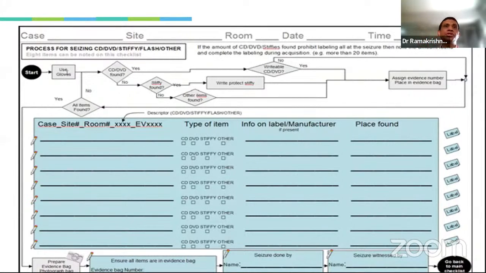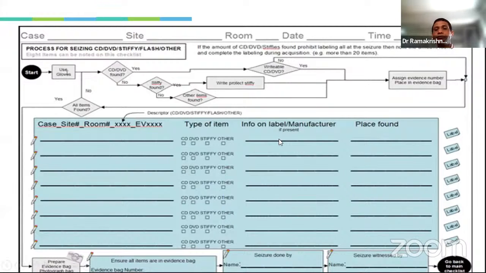Because most of the time, when the investigation is happening, suppose you have more than 20 or 30 or maybe 100 DVDs, it is not possible to label them on the spot because you don't have the time. Instead, you can just mark this particular DVD, and you're supposed to know the meaning of that mark. Later, you can label the particular DVD or CD.